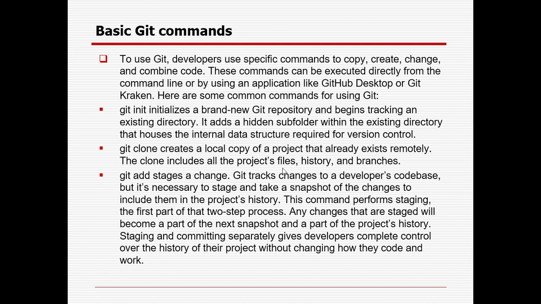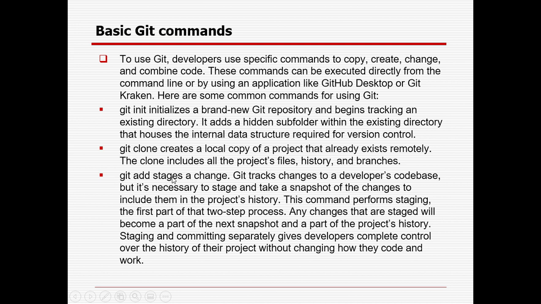Git init, this is the command which initializes a brand new Git repository and begins tracking an existing directory. It adds a hidden subfolder within the existing directory that houses the internal data structure required for version control. Git clone creates a local copy of a project that already exists remotely. The clone includes all the project file history and the branches.